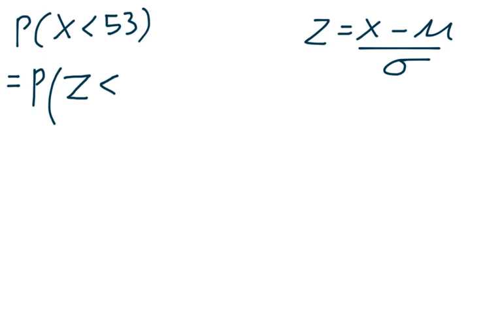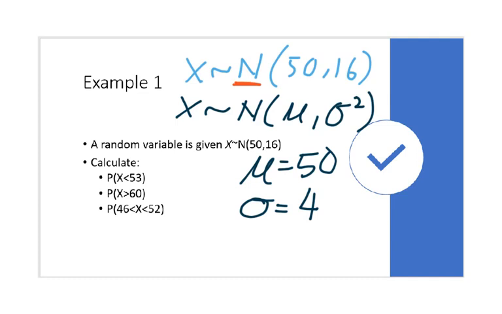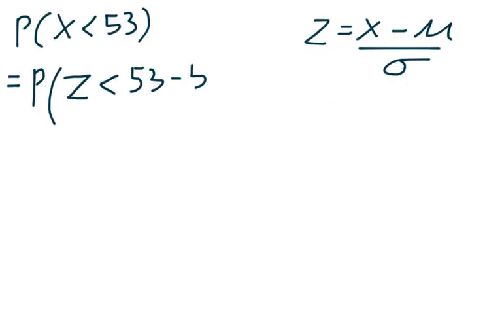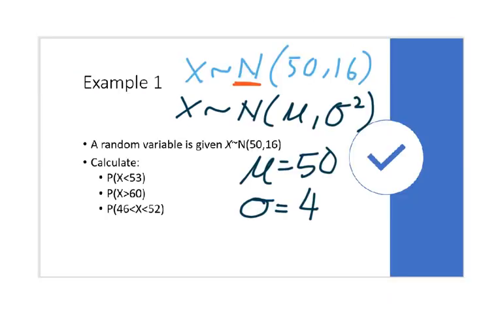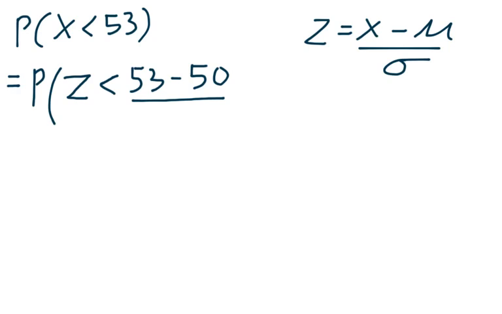X is the value in the question, which is 53, minus mu. Mu is the population mean, and from the question we have mu, which is 50. Then divide by sigma, which from the information we have is 4. So after we substitute, we can calculate the value of z.